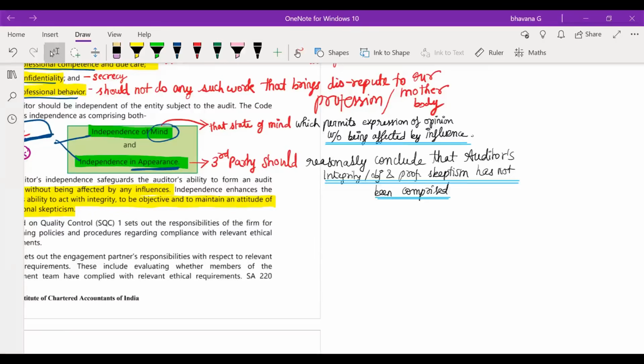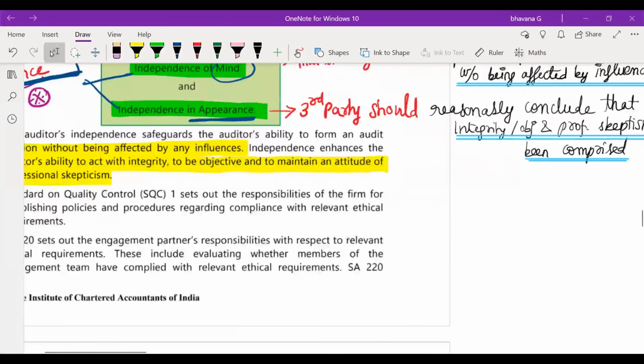That means whenever a third party looks at you, by looking at you itself, they must be able to tell that you have integrity, objectivity and professional skepticism. It must not be compromised. Okay, so that is about that.